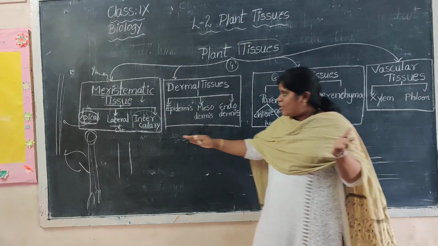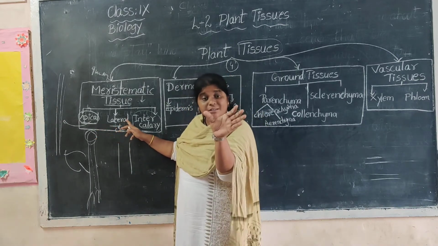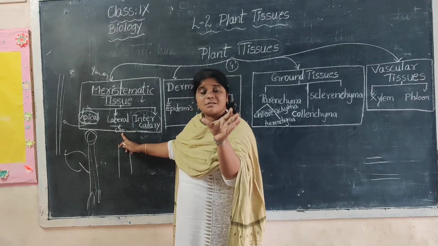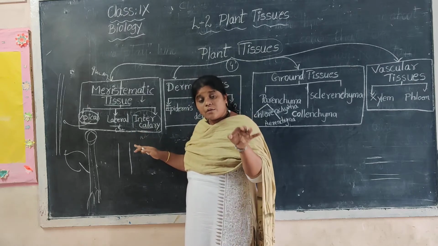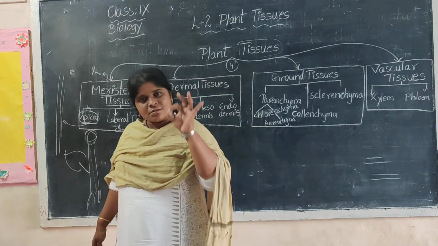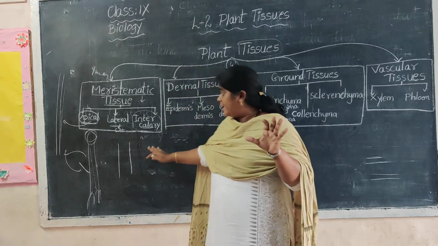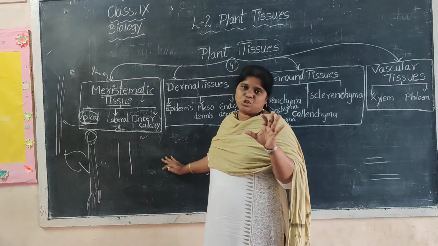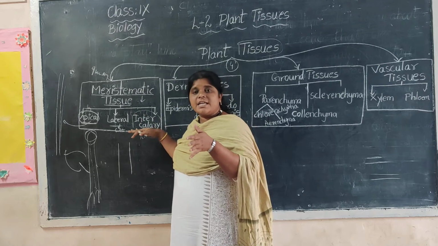You understood, right? So, the first one: length is increased by apical. The girth of the stem, the width of the stem, that is called girth, will be increased by lateral meristematic tissue. And the next one is the growth of the flower on the stem, the growth of leaf, the growth of branches, the growth of fruits, whatever it is, will be increased by intercalary meristematic tissue. So this is all about the meristematic tissue.